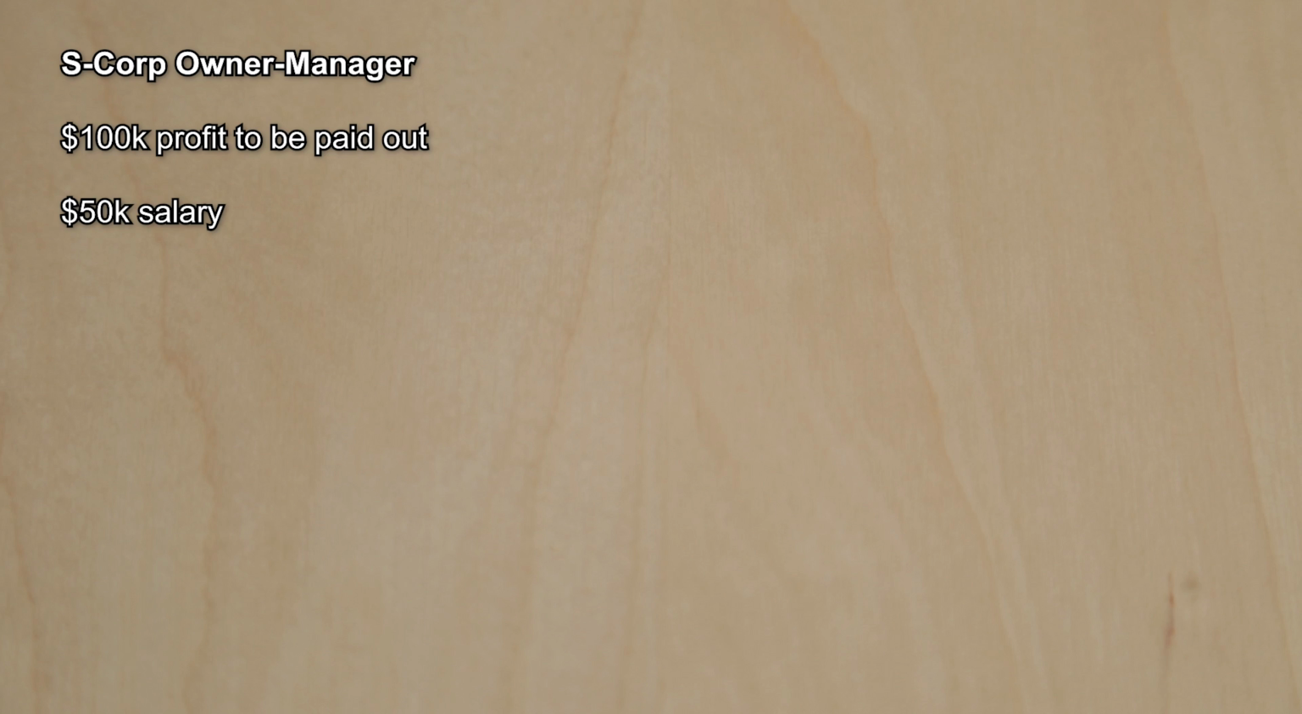So we're going to say there's $100,000 that can be paid out as profit to the owner. Since he's an owner-manager, he needs to take a salary, and we'll put half of that as his salary, so $50,000, which is quite close to the average household income of the US. So that's going to look good for the IRS. It's an average salary. They're not going to audit you because you're paying a tiny salary and taking loads as a dividend, etc. Okay, so this guy has a $50,000 salary.